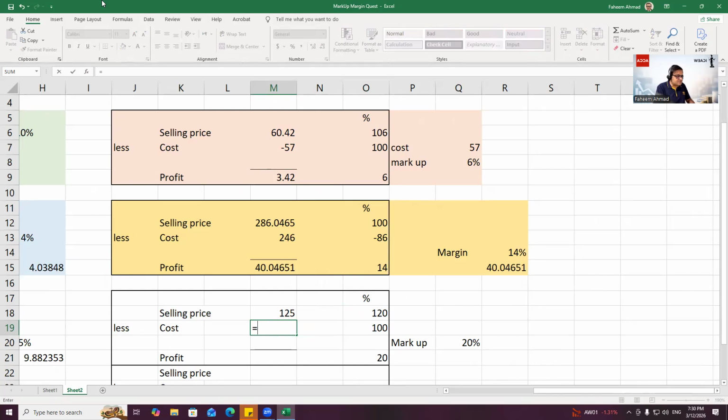Now I need 100% of selling price. I will take selling price and break it into 120 pieces. I need only 100 pieces out of it. That's my cost. I can simply take the difference, 20.833. If I take 20% of this number, that's also 20.833.